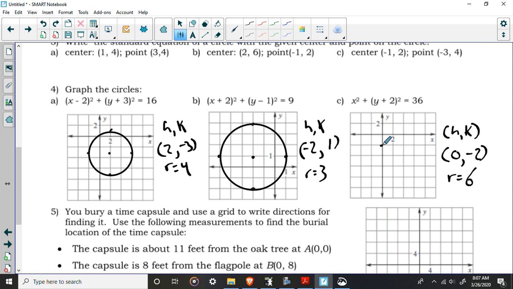Again, each one of these boxes is worth 2. So we're going to go 2, 4, 6 in each direction. Okay, so just get that center point, draw your radii, and that's going to be you guys right there.